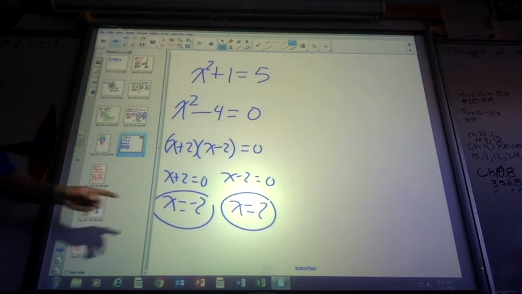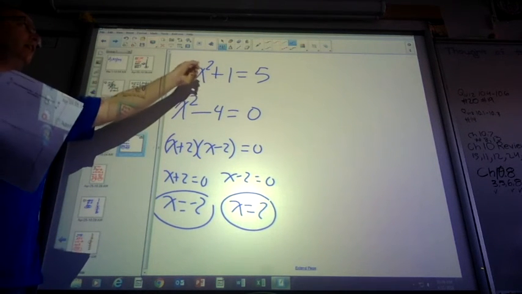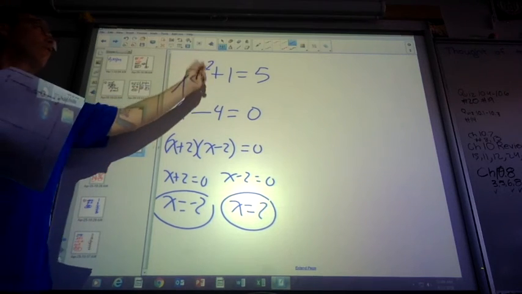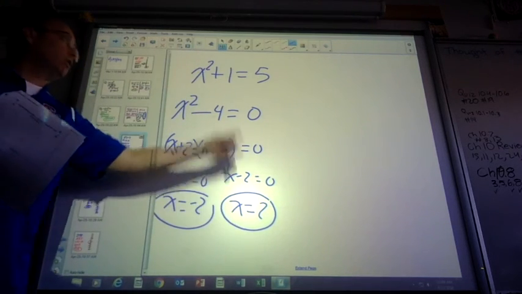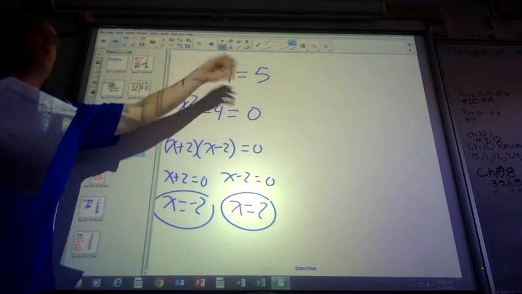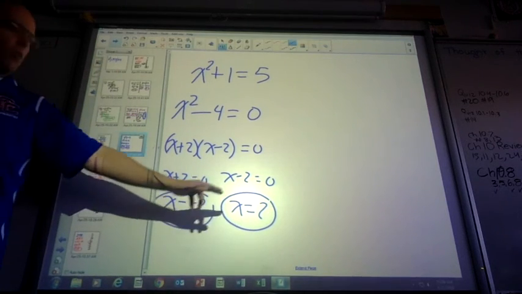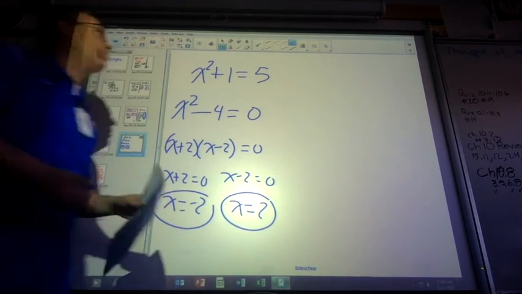The reason two answers work, if I take negative 2 and plug it in, I get negative 2 squared is positive 4. 4 plus 1 is 5. Yay! Plug 2 in. 2 squared is 4. 4 plus 1 is 5 as well. So there's two answers that work. We have a positive and a negative component.